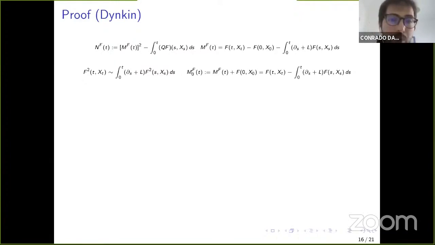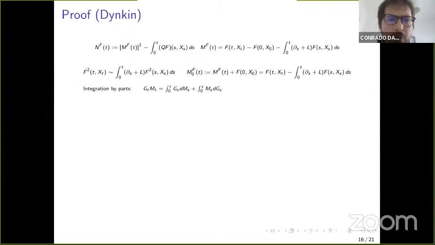So first I will be using the notion of equivalence of two processes to mean that their difference is a martingale. And what we're going to do is a sequence of replacements to show that this difference is a martingale.